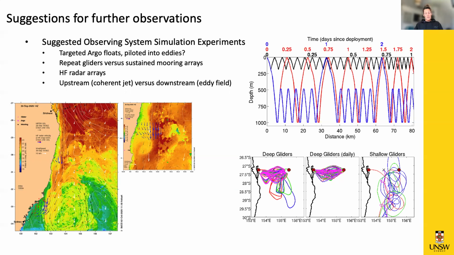So in terms of suggested observation simulation experiments, our focus is particularly on comparing observations of the coherent jet upstream, which we understand drives downstream EAC separation and eddy kinetic energy, versus observing the downstream eddy field, which is indeed chaotic. And it's likely that we need observations of both to get an optimum data assimilation system and effective predictions.